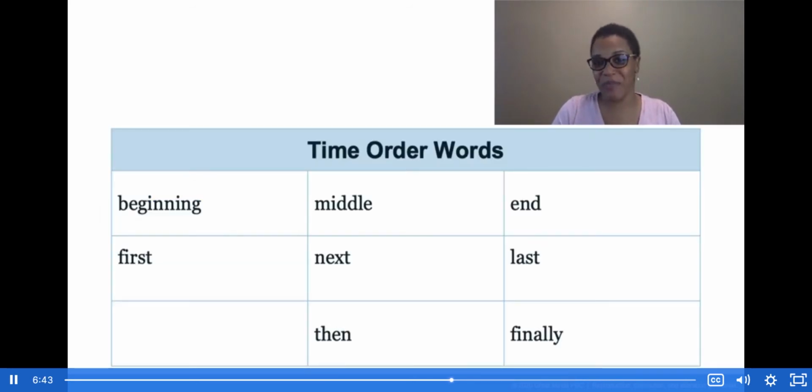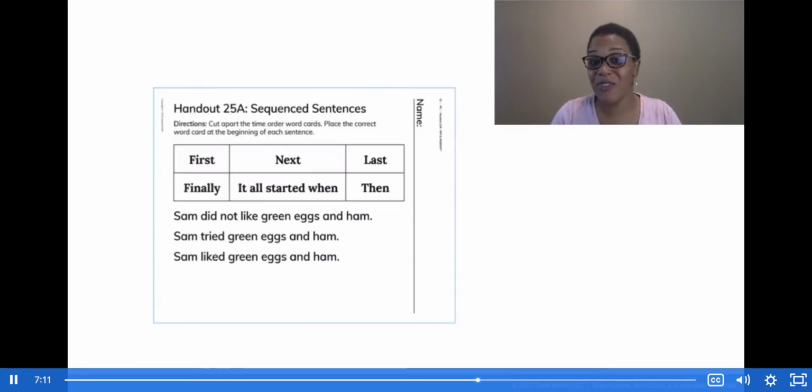Take a look at your screen. You'll see a list of some time order words, and you'll see the words then and finally included on that list. Let's review the words. Beginning, middle, end. First, next, last, then, finally. We'll practice using these words in some sentences. Are you ready? Okay. Pause the video to get handout 25A. If you don't have it, that's okay. You can follow along on the screen.